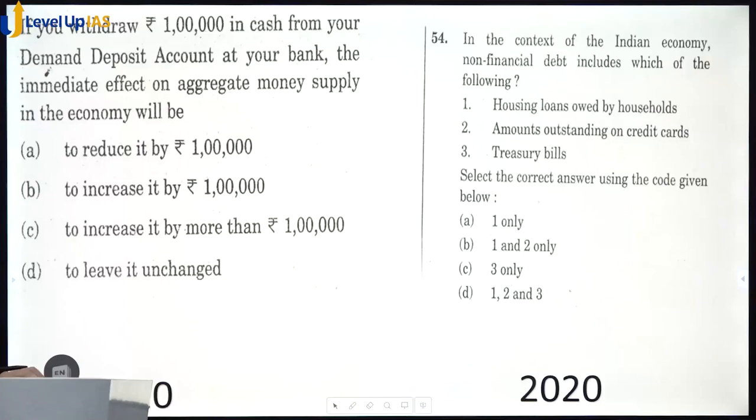What is the answer? Demand deposit is what? Current account, savings account. Is it a part of money supply? Yes, of course. You are withdrawing it. What is happening here? From demand deposit, you have cash. How does it increase? But it is also reducing from your bank, no?